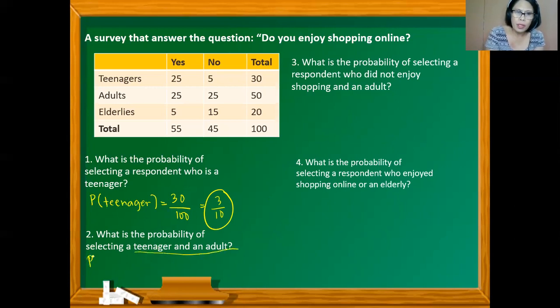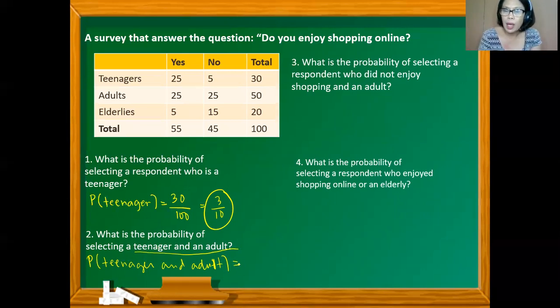How about the probability of selecting a teenager and an adult? Now, the two events, teenager and adult class, are mutually exclusive events. So it can never be that as we select a teenager, at the same time, an adult. So it's either a teenager or an adult, never a teenager and an adult. So the chance here is zero.